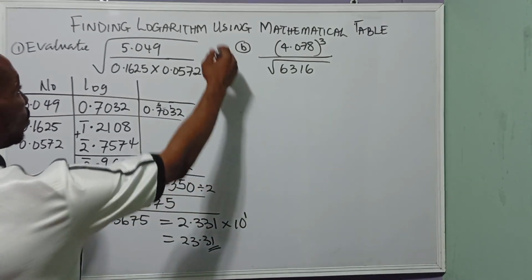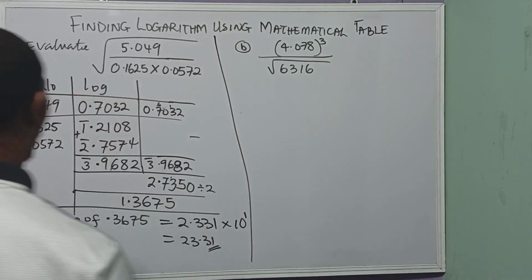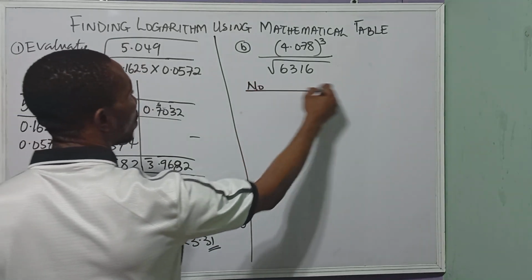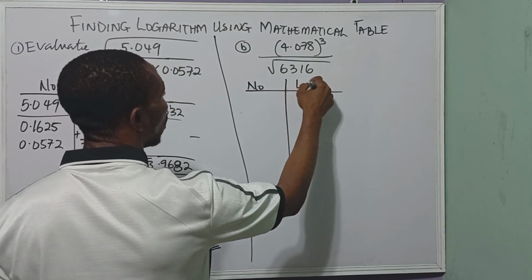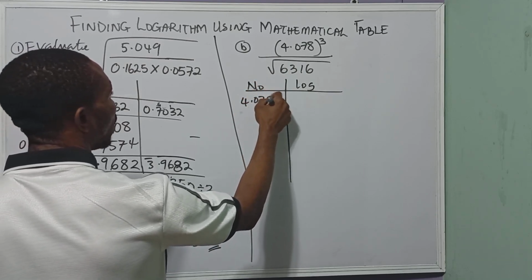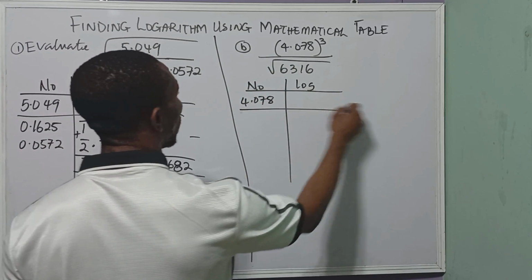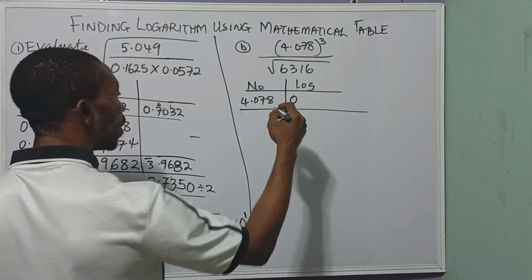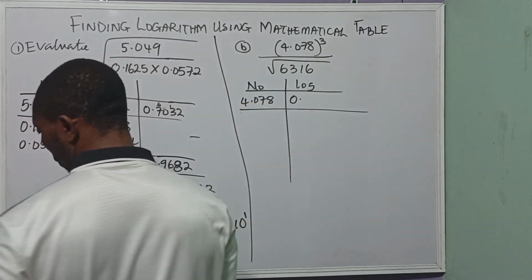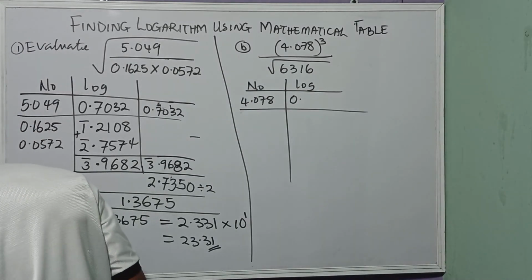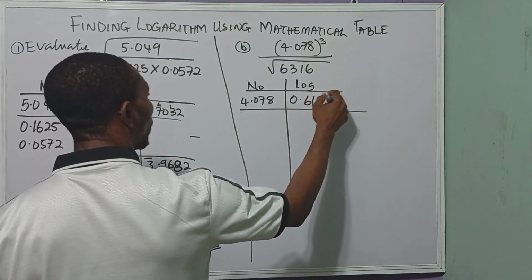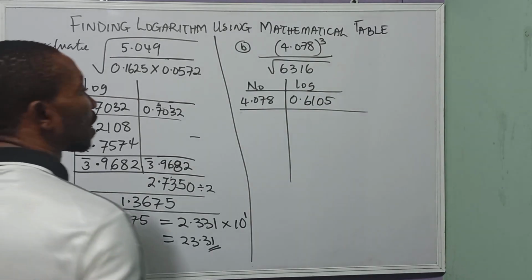Now, looking at question B, we have it as number and log. Our first number is 4.078. This is in standard form already, so our characteristic should be 0. Now, we are looking for 40 under 7, difference of 8, which will give us 6105.